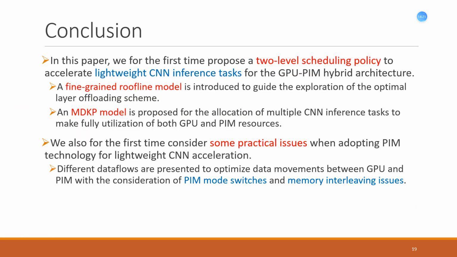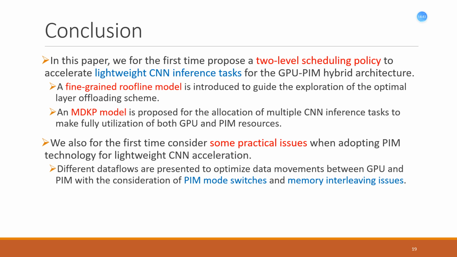Here comes the conclusion of this paper. In this paper, we for the first time propose a two-level scheduling policy to accelerate lightweight CNN inference tasks for the GPU-PIM hybrid architecture. Specifically, a fine-grained roofline model is introduced to guide the exploration of the optimal layer offloading scheme.